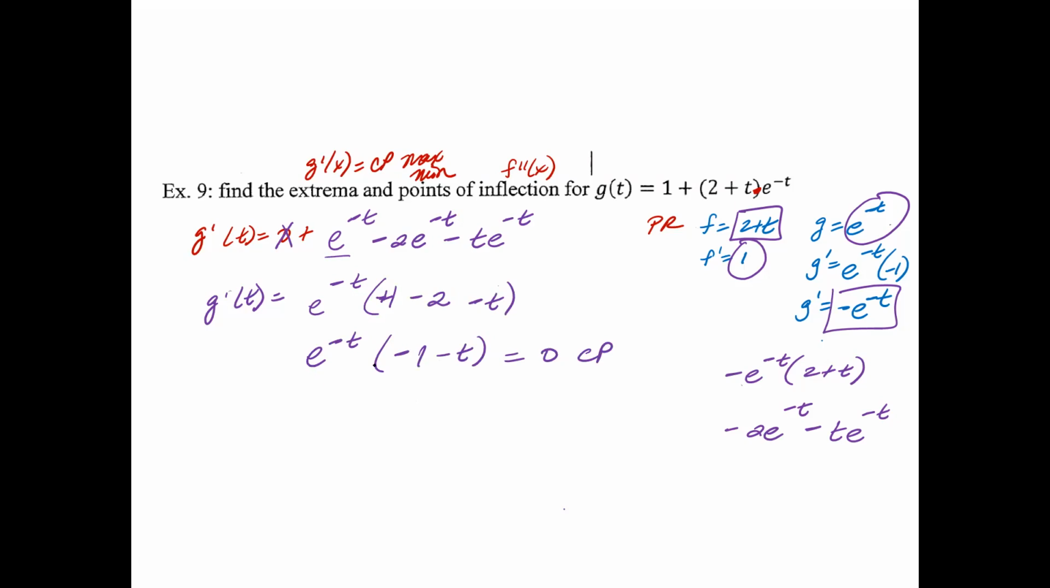And then if I divide everything by e to the negative t, I just have negative 1 minus t equals 0. Negative 1 equals t. So that's my critical point.